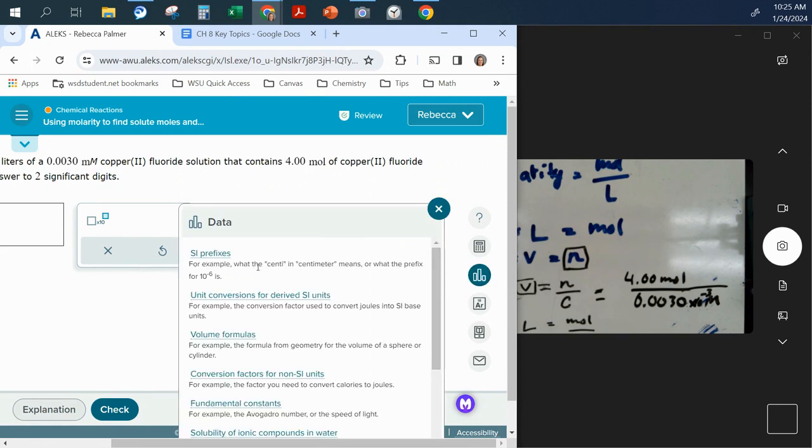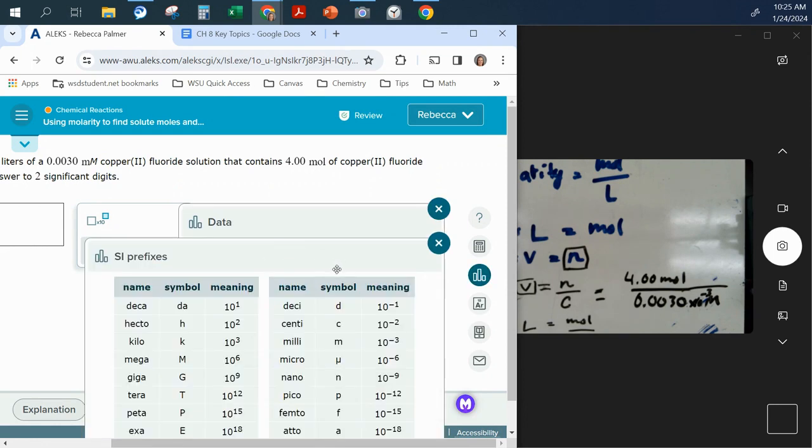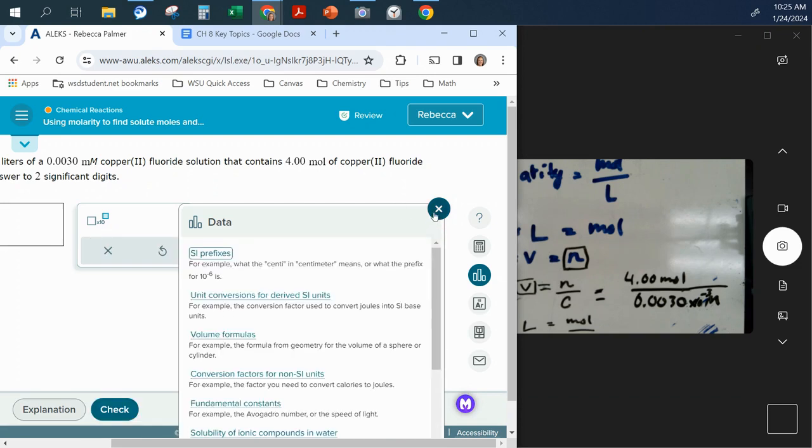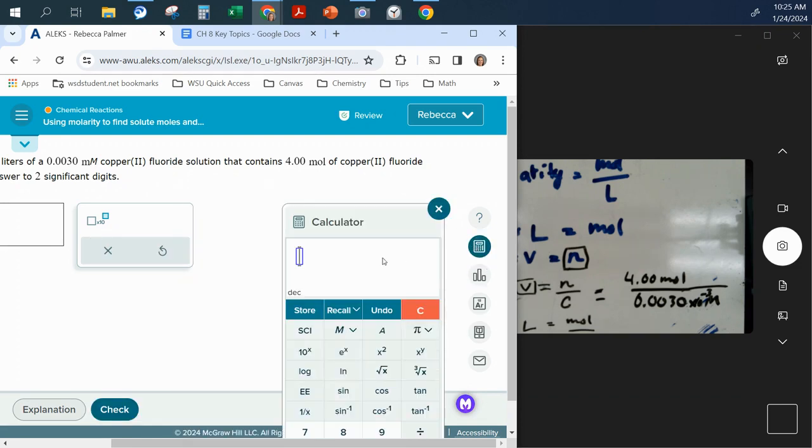And you get the data sheet on the test, so that's nice. So milli is here. Milli is times 10 to the minus 3. So instead of putting milli, I'm putting times 10 to the minus 3. Question so far? We're doing okay?